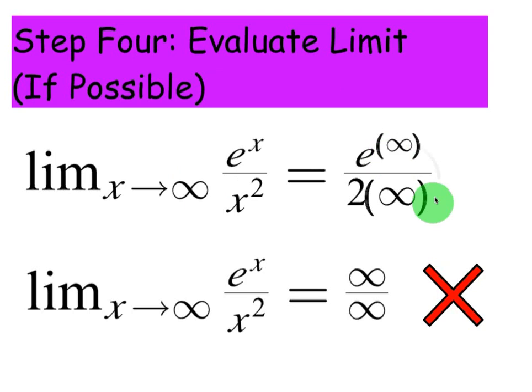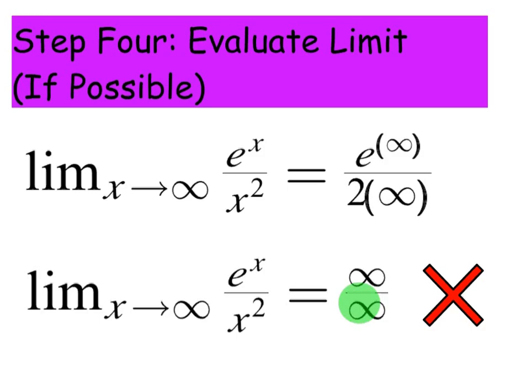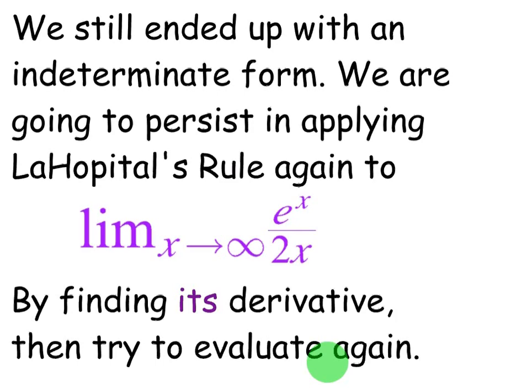E to the infinity is infinity, but guess what? 2 times infinity is still infinity also. So we got an indeterminate form again. And again, as long as it's in one of those indeterminate forms we talked about, we have to keep taking the derivative until it works out. So this leads us to the first time we're going to be applying this step. We still ended up with an indeterminate form, so we're going to persist in applying L'Hopital's rule again by finding its derivative, then try to evaluate again.